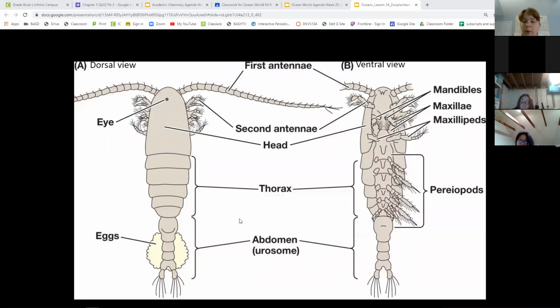All right, you are not responsible for these body shapes because we will talk a little bit more about them when we get to the larger crustaceans, but I did just want to show you how much they look like a standard crustacean. They do have a head region, what we call a thorax, and an abdomen, and then they also have 10 legs, which is common among the crustaceans. So we'll talk more about that later.